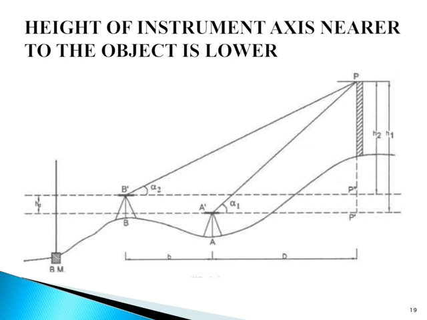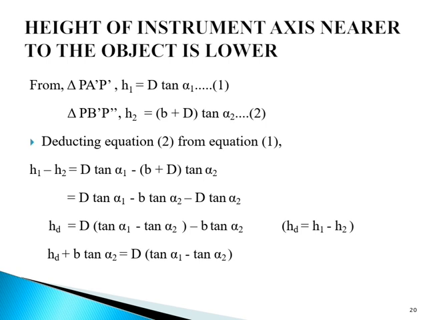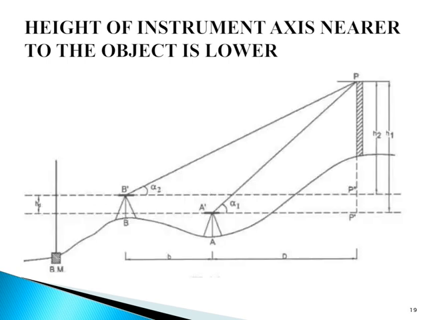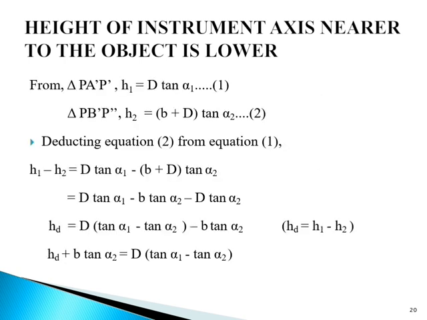First, from the triangle P A dash P dash, the equation is h1 is equal to d tan alpha 1. Same as for triangle P B dash P double dash, h2 is equal to b plus d tan alpha 2, and we will term it as equation number 2. So deducting equation 2 from equation 1, which is very easy.